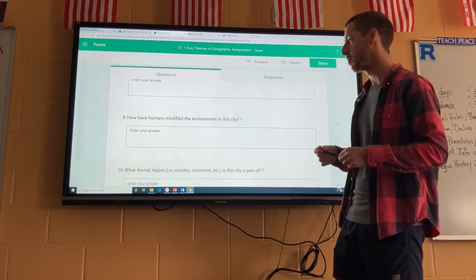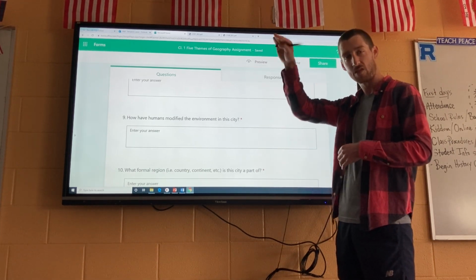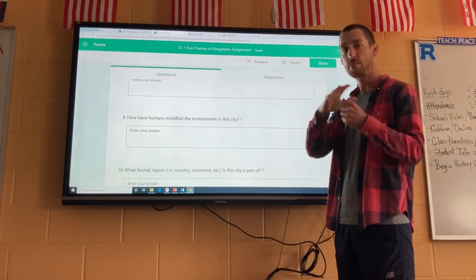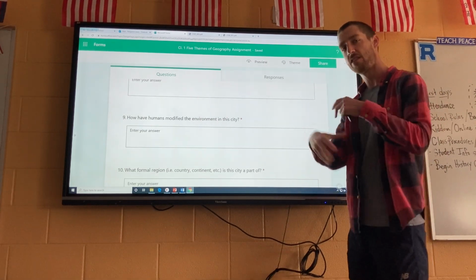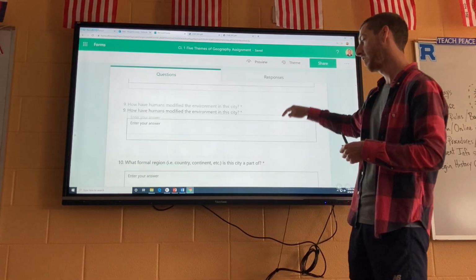Number 9, how have humans modified the environment in this city? If you choose a big city, obviously they're going to be building big, tall skyscrapers, things like that. So make sure to talk about that. There are many buildings. There are thousands of miles of roads in and out of the city. There are big bridges, that sort of thing. That's how you modify the environment.